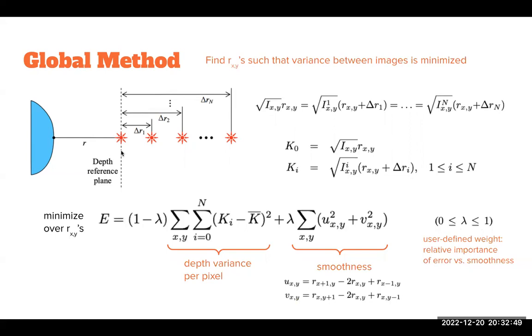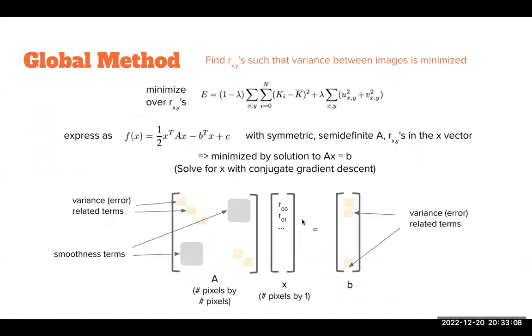We can formulate this as a minimization problem where we're interested in an energy function to minimize. It punishes a lot of variance for a pixel across all these images, and it also tries to enforce a really smooth solution for a more realistic depth map. We're basically solving for the depths of every single pixel in our image, and we can do this using conjugate gradient descent.